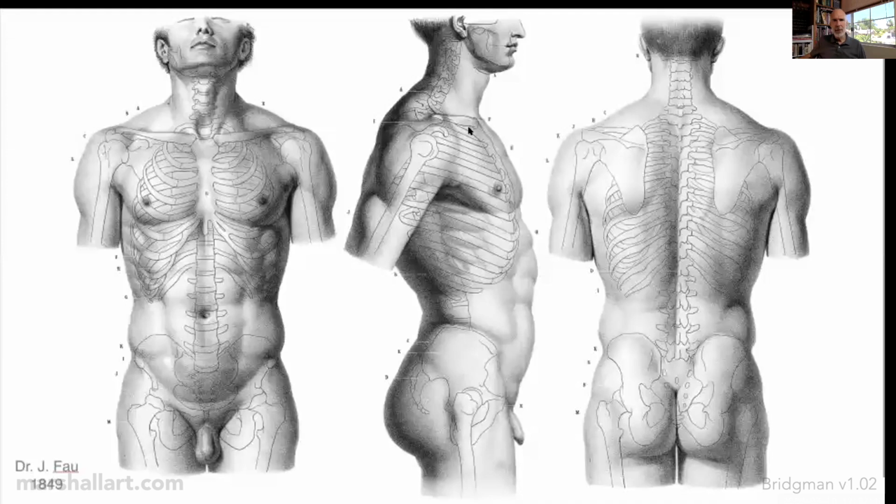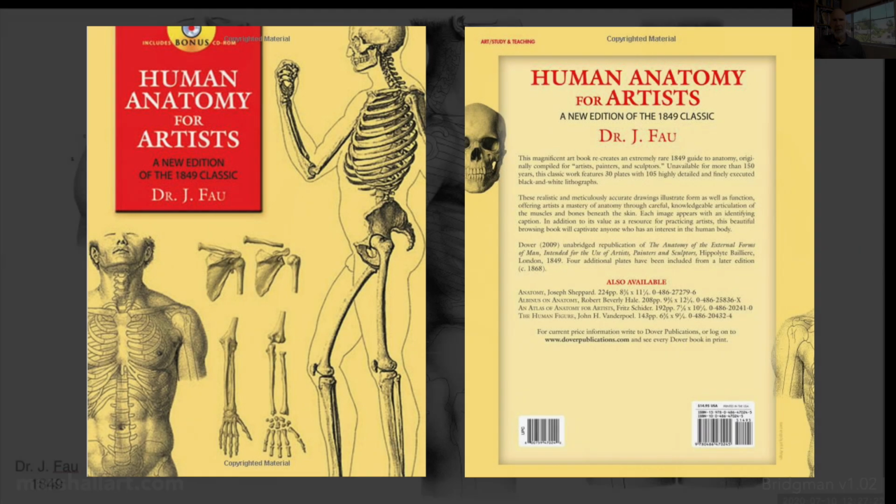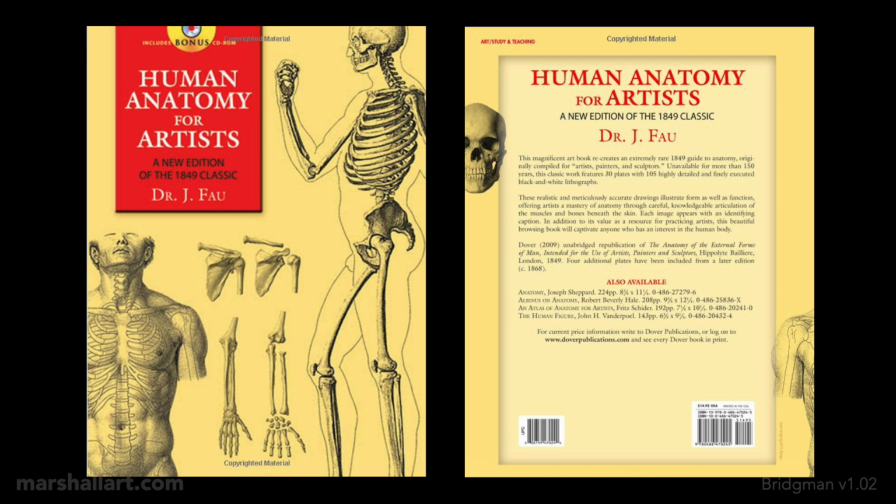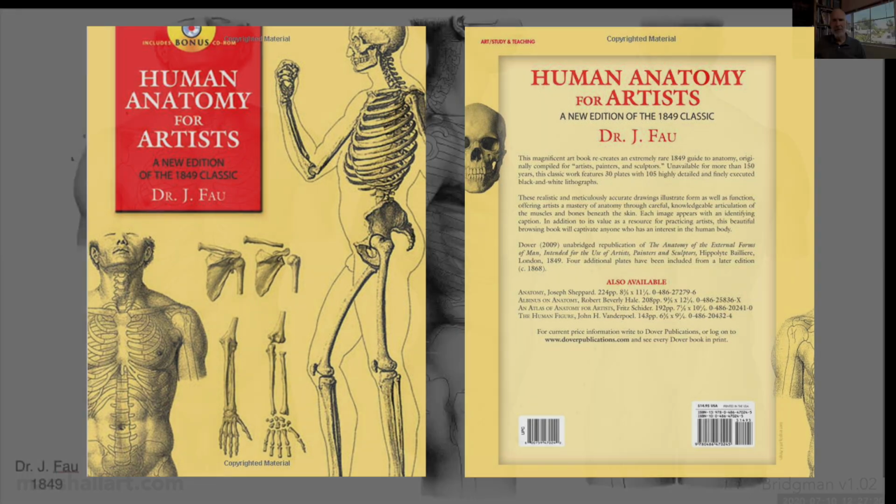Peter Martin asks, will these slides be available, especially the Dr. Faust slide? The Dr. Faust slide is available through Dover. The whole book is available through Dover. It's real cheap, and it's on a CD-ROM, too.